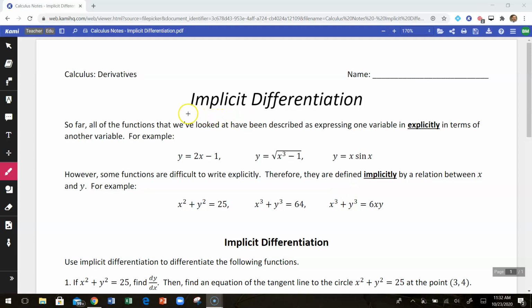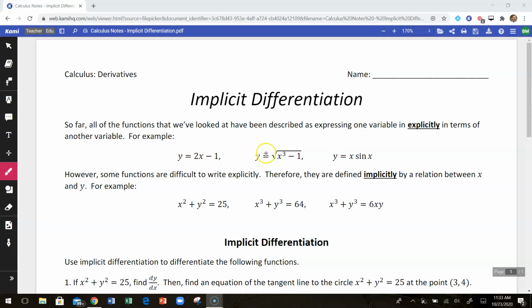This video discusses a concept called implicit differentiation, and before we jump into some examples, we need to talk about the difference between a function being defined explicitly and implicitly. An explicitly defined function is one where you have one variable completely by itself, and the function is a function of some other variable. A lot of times we have y by itself, as a function of x.